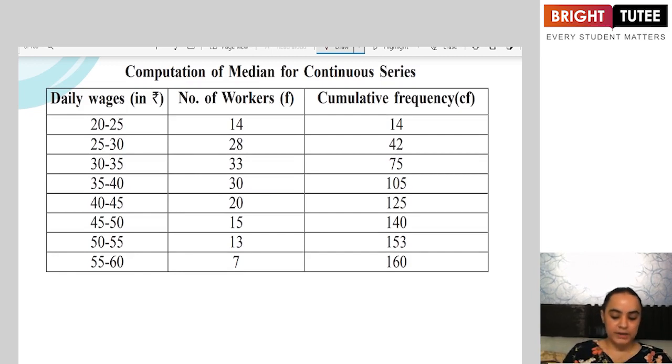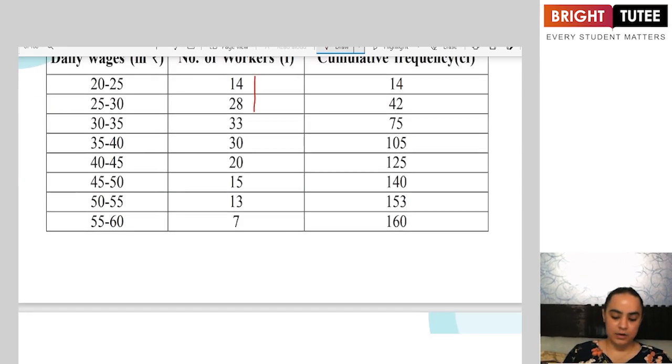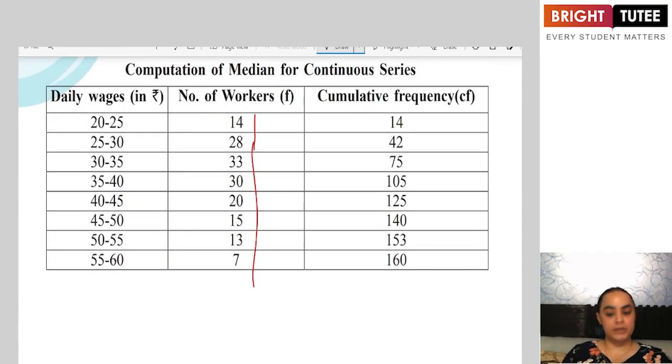Okay. 20 to 25, 25 to 30, 30 to 35, so on and so forth. Frequency was given to me. Now I calculated the cumulative frequency. How did I do that? The first number remains as it is. 14 plus 28 gives me 42. 42 plus 33 gives me 75. 75 plus 30 gives me 105. 105 plus 20 gives me 125. 125 plus 15 gives me 140, and so on and so on.